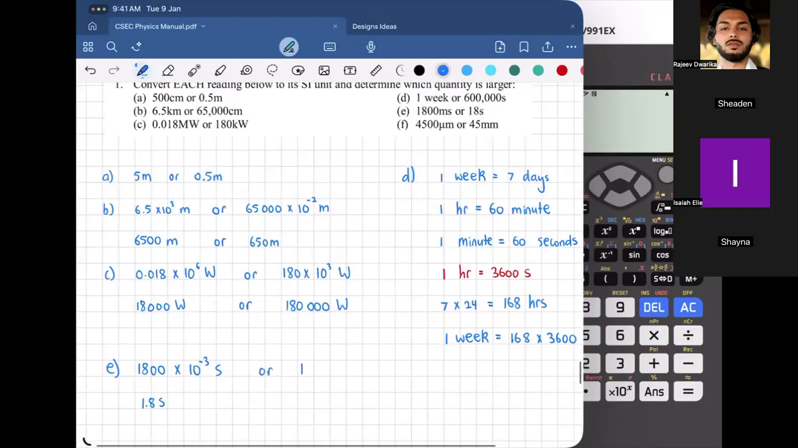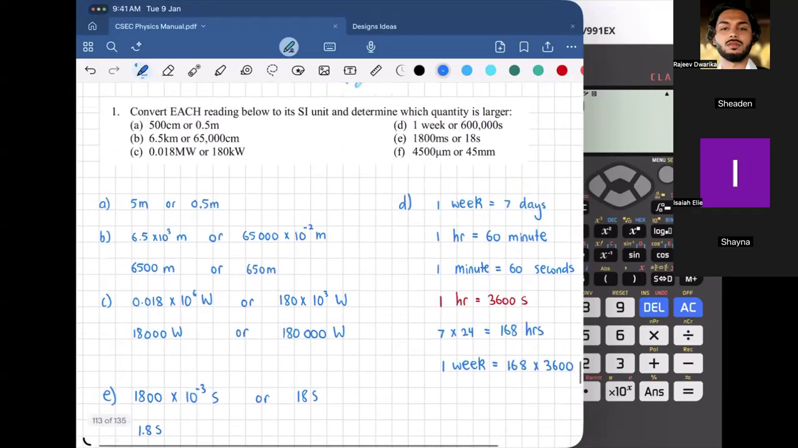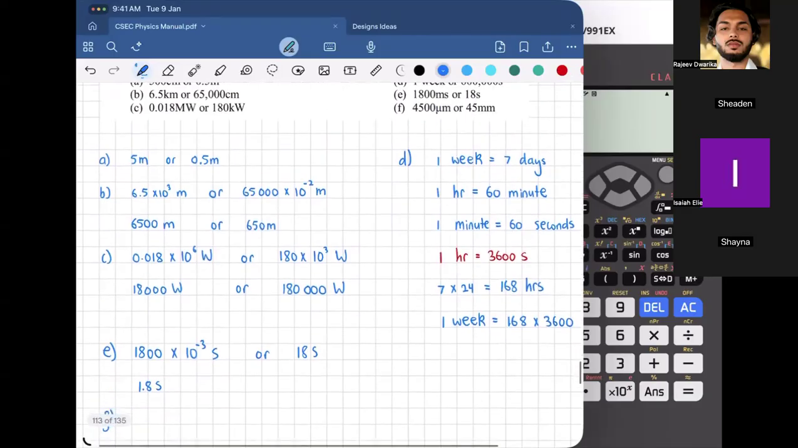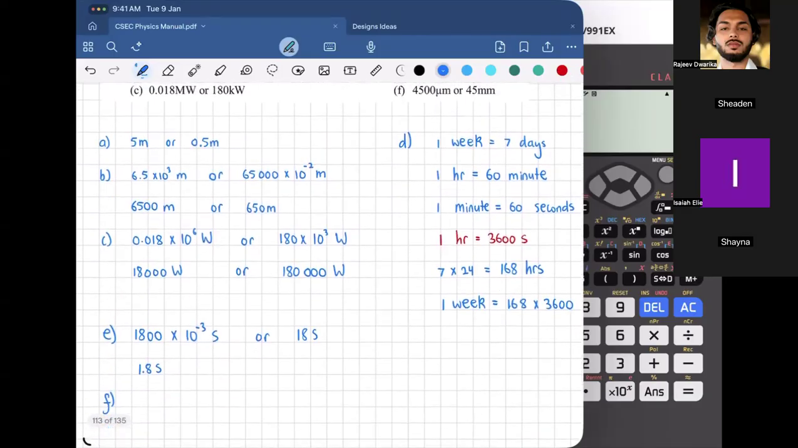So which quantity is larger? Tell me, Shane. 1800 milliseconds or 18 seconds? 18 seconds, right? And F, 4500 micrometers or 45 millimeters. What quantity are we measuring there? Tell me, Shane. Length.